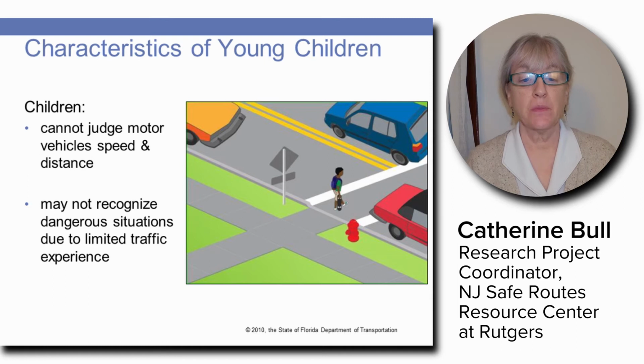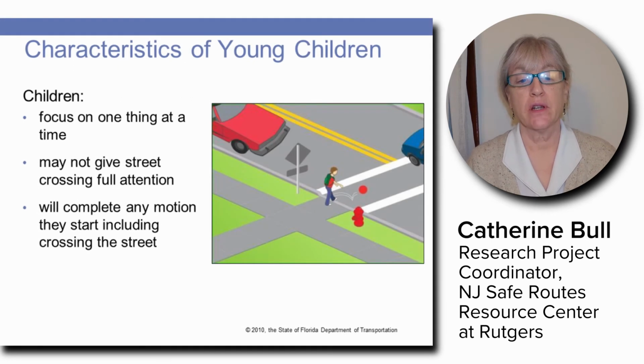Children cannot judge speed and distance of motor vehicles. A child may see a car approaching, but will not know if there is or is not time to cross the street safely. Adults have a better sense of how long it takes for a car to stop, and so whether they have time to cross the street. A child's lack of traffic experience limits their ability to perceive dangerous situations. They may assume that a car will automatically stop at a crosswalk, or once one car stops, all approaching cars will stop.